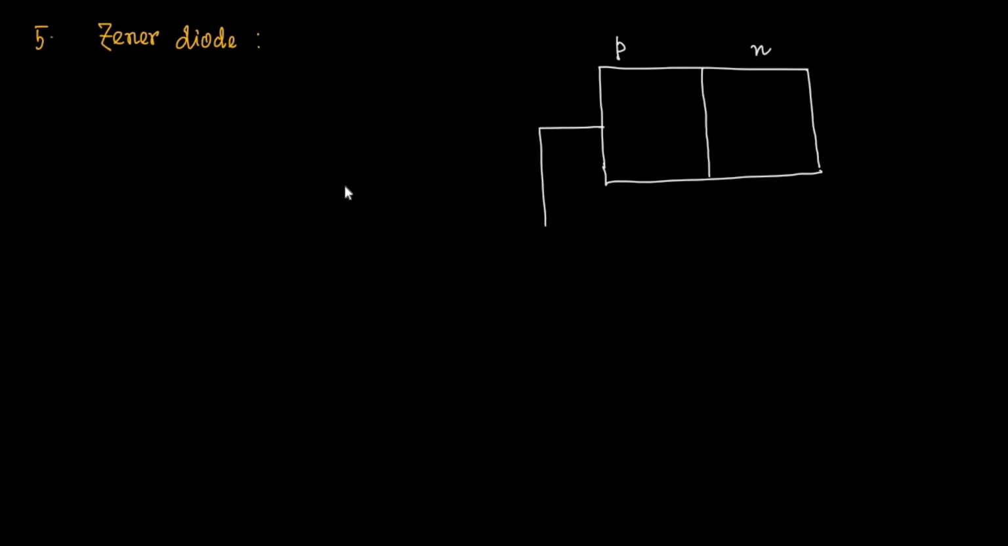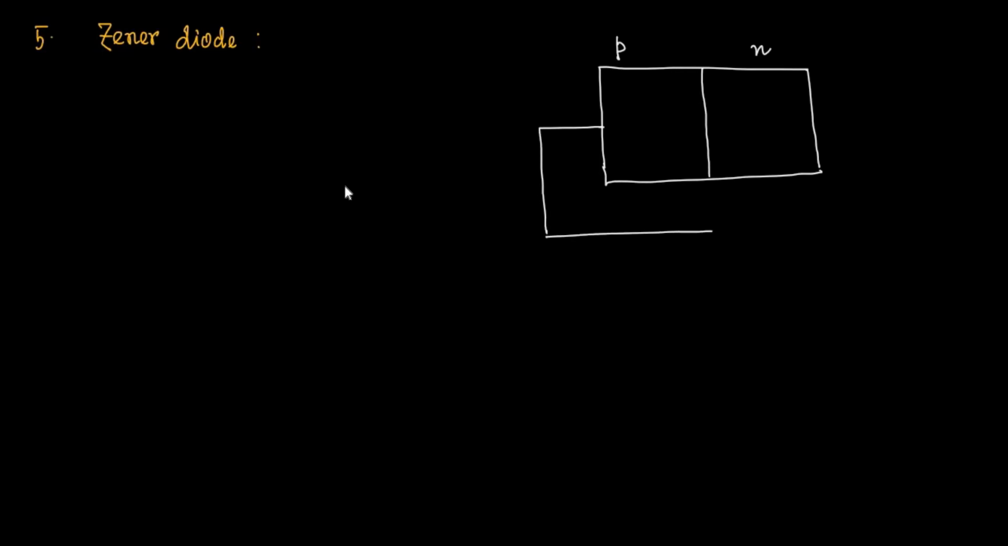What is a Zener diode? That is what we have to know. On the right hand side, we can draw a diagram of a p-n junction diode. P-type and N-type semiconductors are fused to form a p-n junction diode. This is the P region and this is the N region.